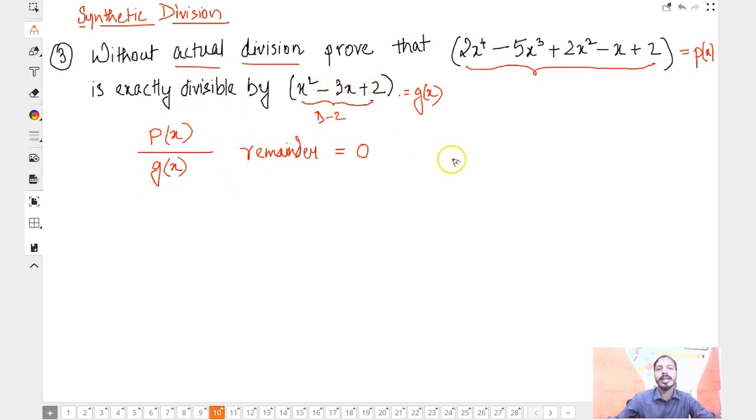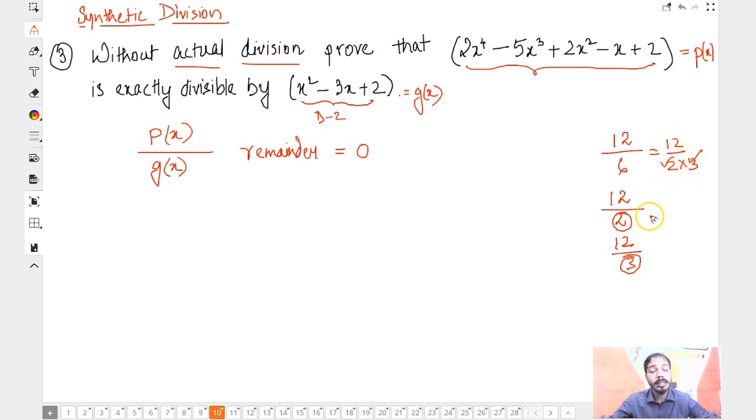Now suppose I ask you in this way: is 12 exactly divisible by 6? I'm just giving an example. You can say 12 is divisible by 2. Yes, 12 is divisible by 2. Is 12 divisible by 3? Yes, 12 is divisible by 3. So if 12 is divisible by 2 and 12 is divisible by 3, then I can write 6 as 2 into 3. So 12 should be divisible by 6. So this concept we can use.